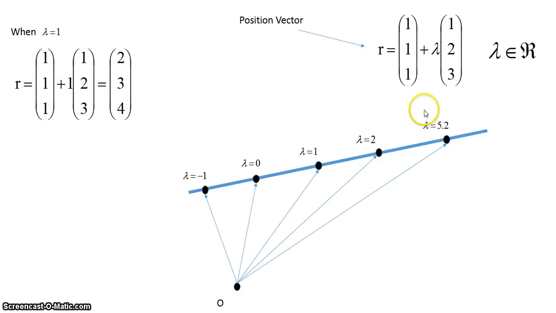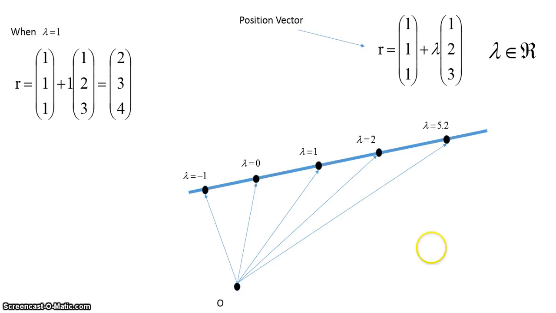Let me give an example. For example, when lambda is equal to 1, remember lambda can be any number. So if lambda is 1, what do you have? You have (1,1,1) from here, and then plus 1 times (1,2,3). 1 times (1,2,3), and the result is (2,3,4). So where is this (2,3,4)? It's actually over here, and you can see this point is obtained when lambda is equal to 1, and this vector from the origin to this point is (2,3,4). So that's what the equation gives you, the position vector of a point on the line.